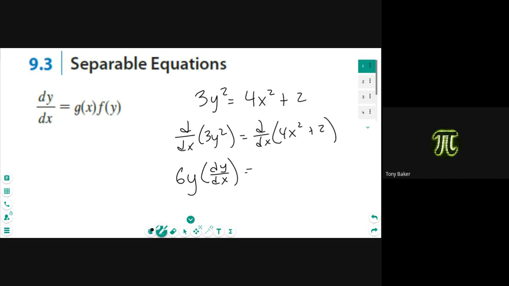Same thing with this side: we find the derivative of the side, so we get 8x. So dy/dx is 8x, or not plus 6y, sorry, 8x divided by 6y. So that's now my derivative of that function.